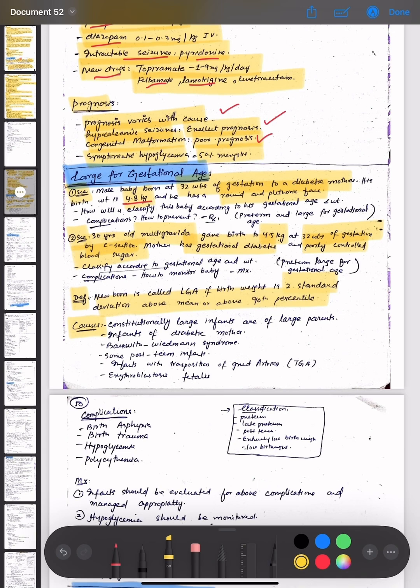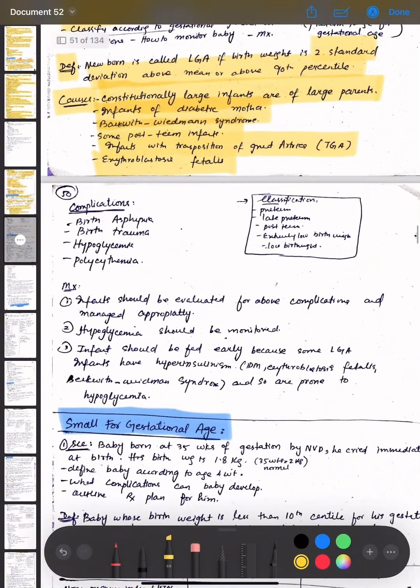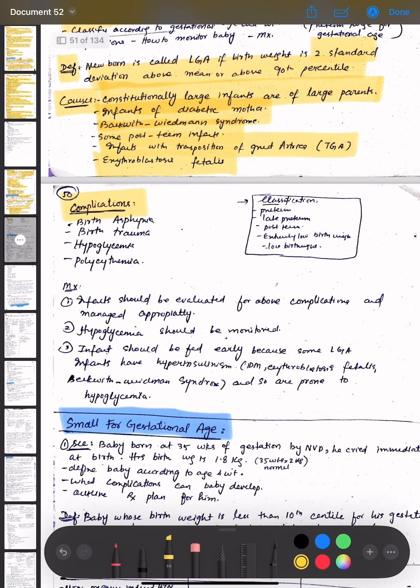constitutionally large infants of large parents, infants of diabetic mothers, Beckwith-Wiedemann syndrome, some post-term infants, infants with transposition of the great arteries and erythroblastosis fetalis. These are the causes of large for gestational age. Now the complications of large for gestational age are birth asphyxia, birth trauma, hypoglycemia, polycythemia.